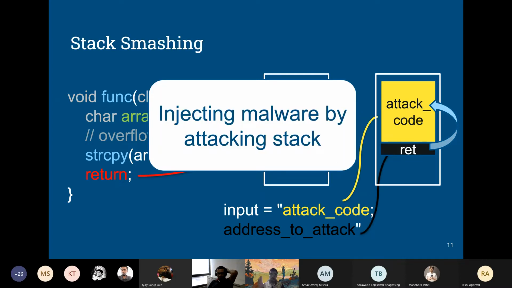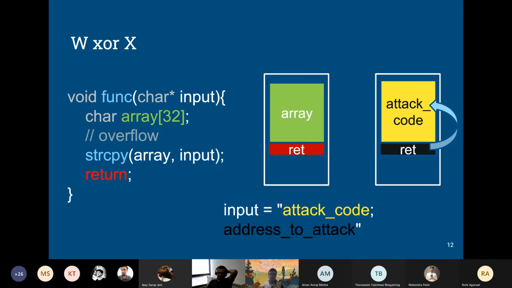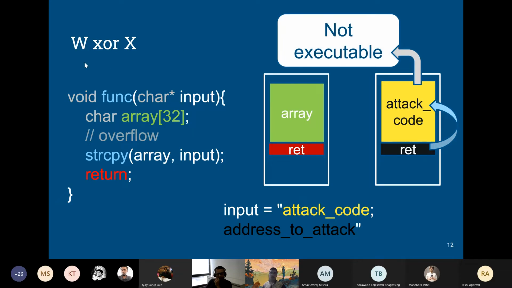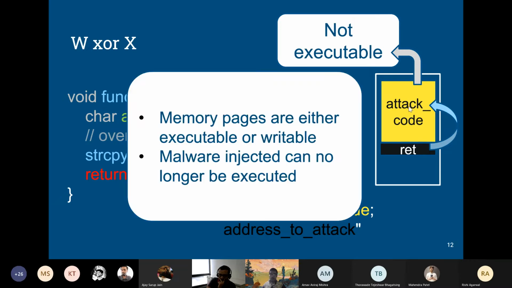However, this is quite a famous attack, and it's been more than 20 years since this attack is known. However, there is a technique to prevent this kind of attack, which is called W XOR X. What this means is, note that the stack is always writable. Whenever the program is running, whatever data lives on the stack is always writable, can be modified. So W XOR X means that whatever pages are writable, you make sure that they are not executable, and vice versa. So for example, the stack over here is made not executable. What this means is that even if you push this attack code over here, you won't be able to jump to it because it's no more executable. So essentially, whatever malware you injected can no longer be executed.